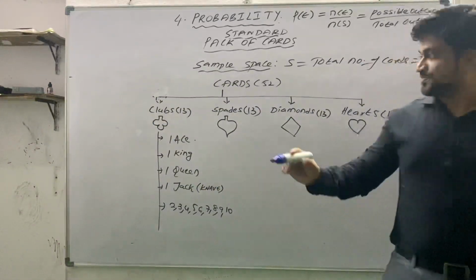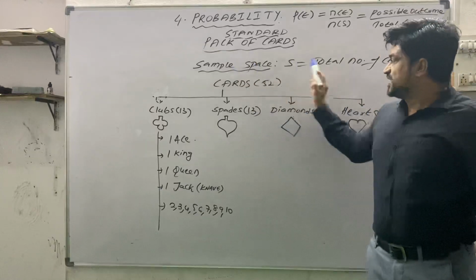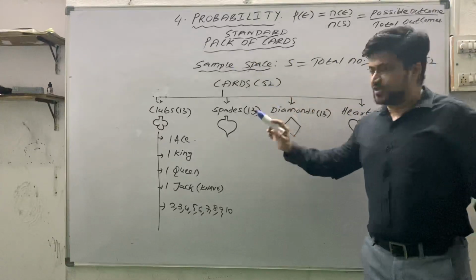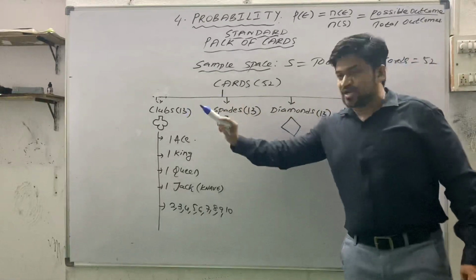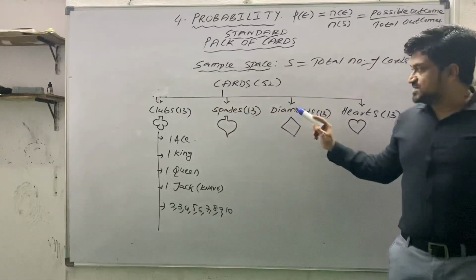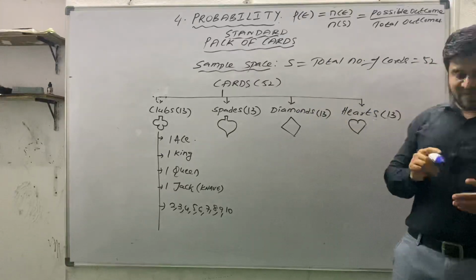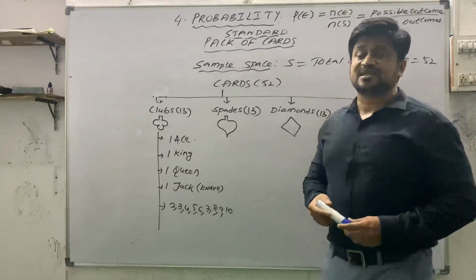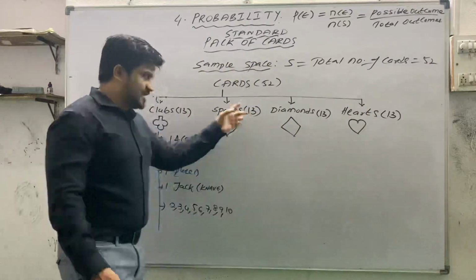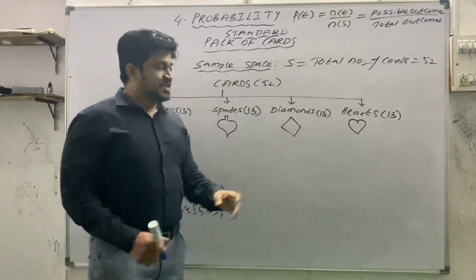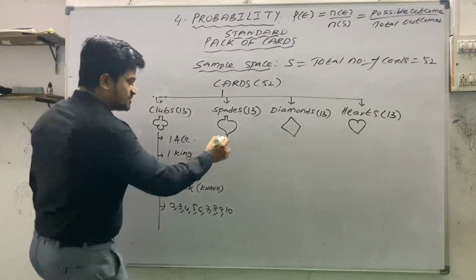See, the total sample space of cards, how many cards are there? Total 52, in which 4 different types of cards are there. 13 belong to clubs, 13 are spades, 13 are diamonds, 13 are hearts. If I ask you how many hearts are there in playing cards, you should tell 13. How many spades? 13. How many diamonds? 13. Now individually also I can ask you.